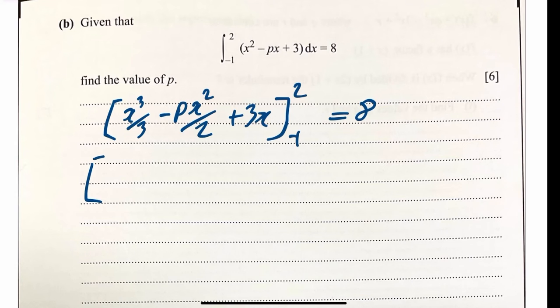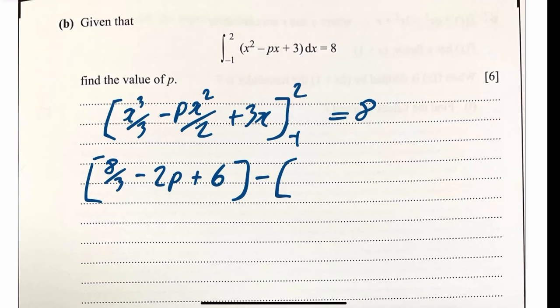So we're going to have two square brackets. Put in 2 first of all. 2 cubed is 8, so 8 over 3, minus 2 squared is 4, divided by 2 is just going to give you 2, so it's going to be minus 2p. And then 3 times the 2 gives you the 6, that's your first square bracket.